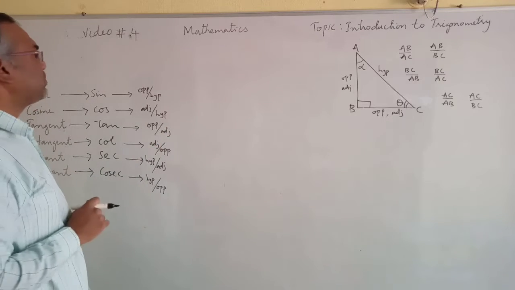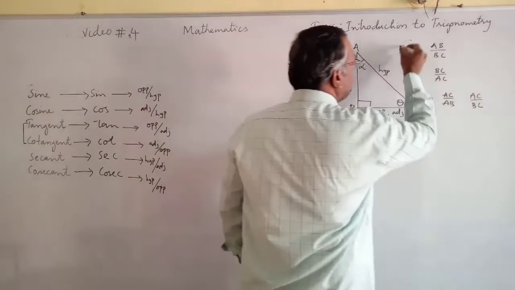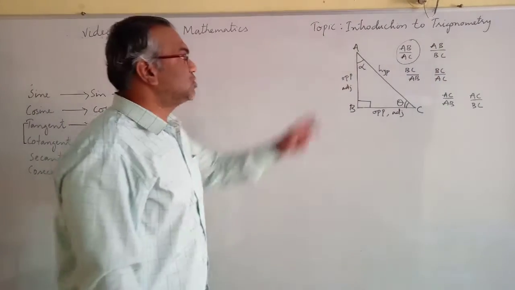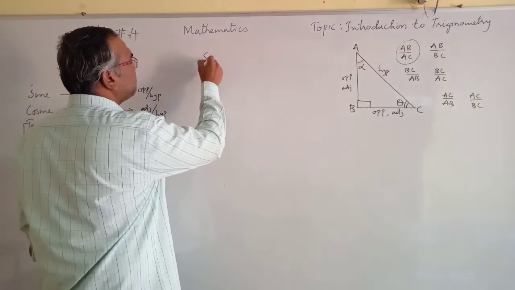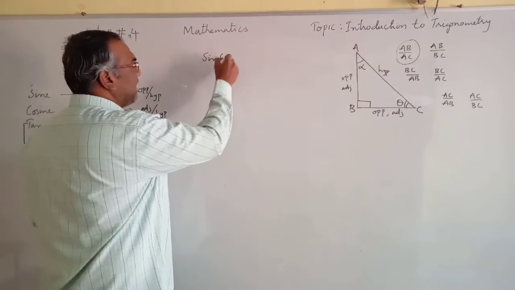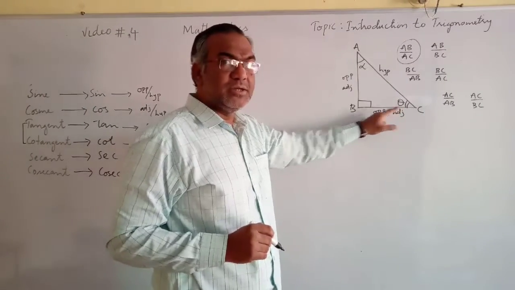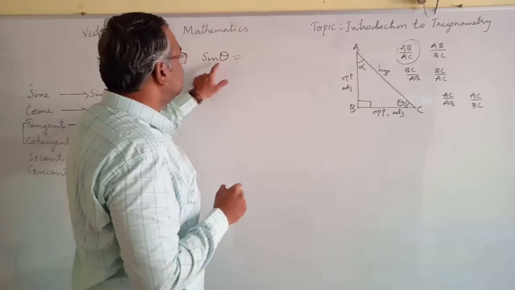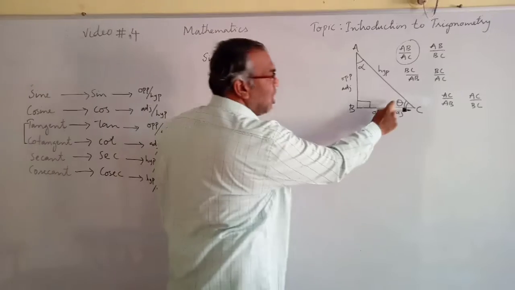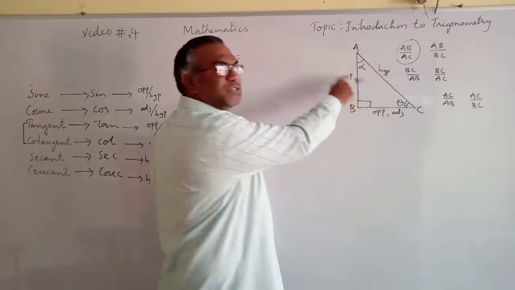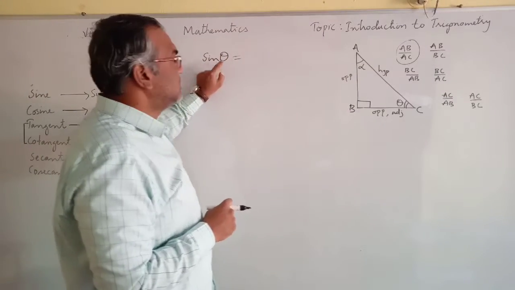Now, let's go to how to write from this triangle. We will write which ratio will be equal to which trigonometric ratio. Now, suppose I am taking sine with angle theta. Here is theta at C. Now, if I am taking angle theta with the trigonometric ratio, then the side which is opposite to theta will become opposite.